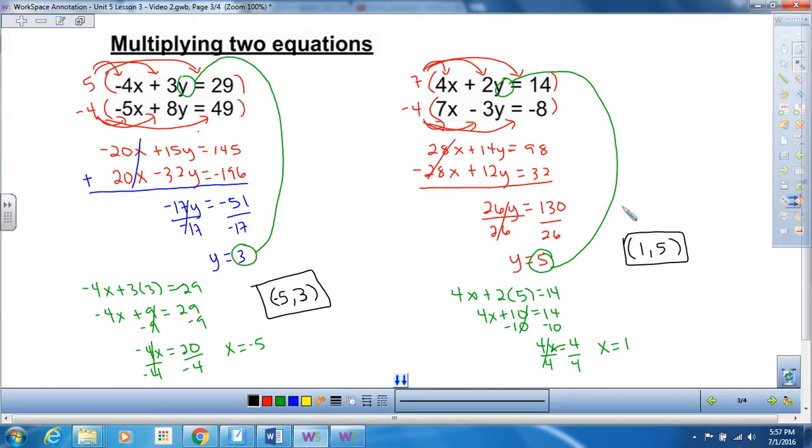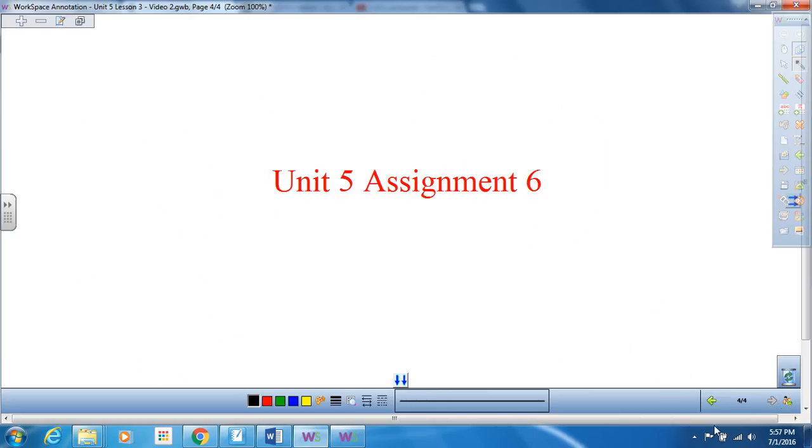Again, it's a great idea to plug these back in for x and y to check that you did them correctly. Okay, it's time to do Unit 5, Assignment 6.